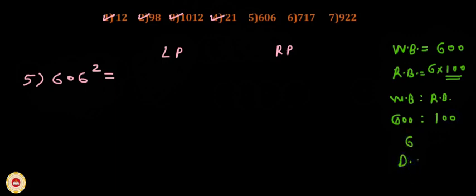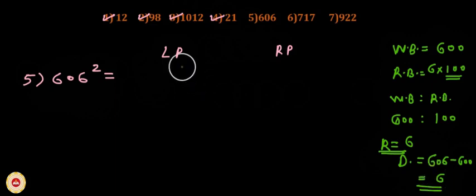Now deviation. How to calculate deviation? Subtract the nearest working base 600 from the given number 606, which is equal to 6. 6 is the deviation. Let me write the ratio here. This is the ratio and this is the deviation. Let us use the ratio and deviation in the calculation of the square.